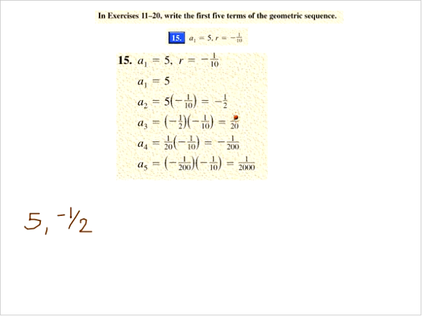And simplifying that gives us a +1/20. Now we're going to take that answer and multiply by the ratio. Simplifying that gives me a -1/200. And we take that and multiply by the ratio. And you can see our numbers are going to get pretty small pretty quickly. And we get a +1/2000. And we can keep going like that, but they only ask for the first 5 terms, so we can stop there.